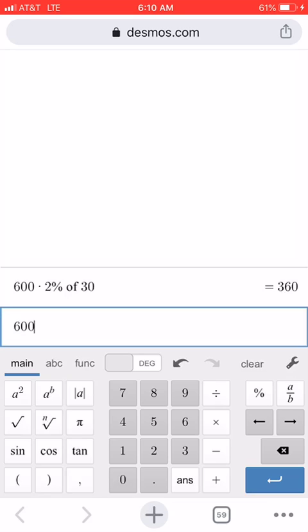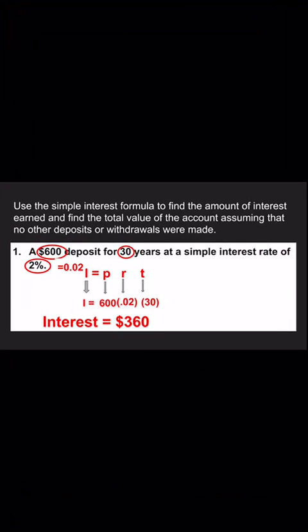Once again, 600 times 2%, 30. I don't have to put times 30, it's just 30. Once again, it says "of." It does that on its own. All you have to do is push 30. It gives you a number, 360.